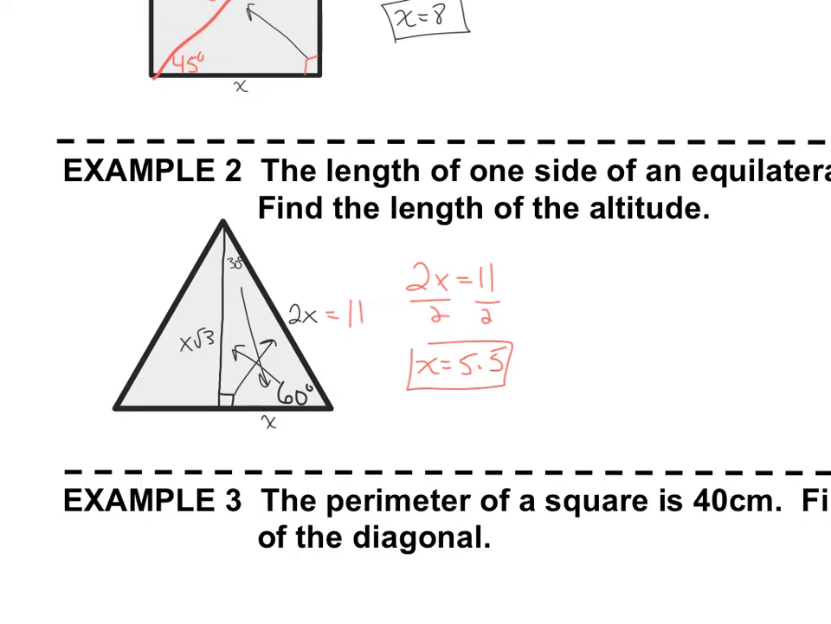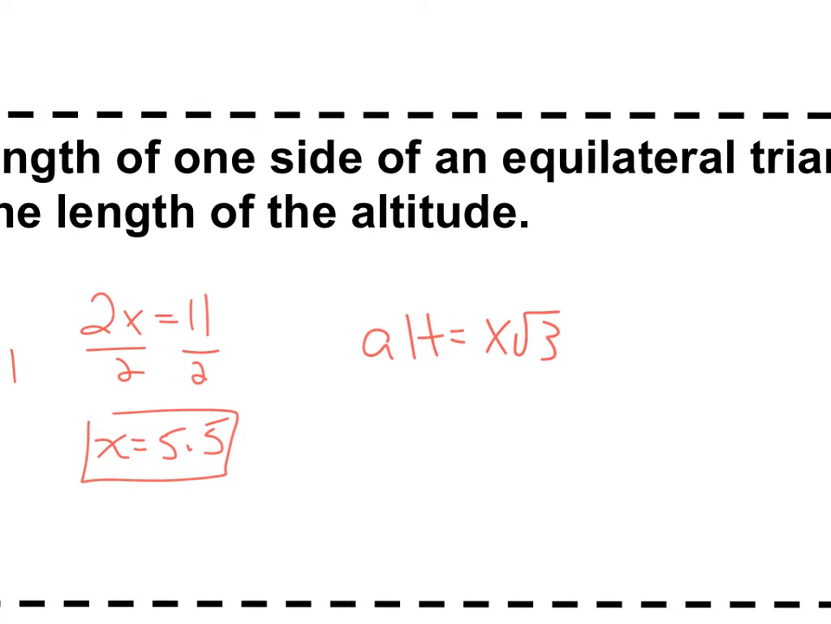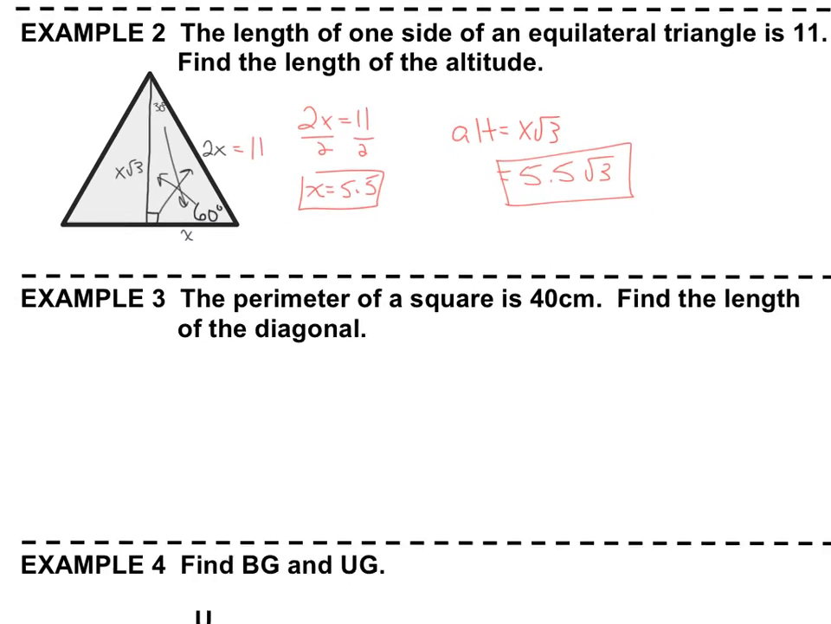Well, if x is 5.5, I know that the altitude is x square roots of 3. So I can just plug in our x value, which we just found, 5.5, and I get that that altitude is 5.5 square roots of 3. So far, those are pretty easy in just plugging in. Let's look at the next one.